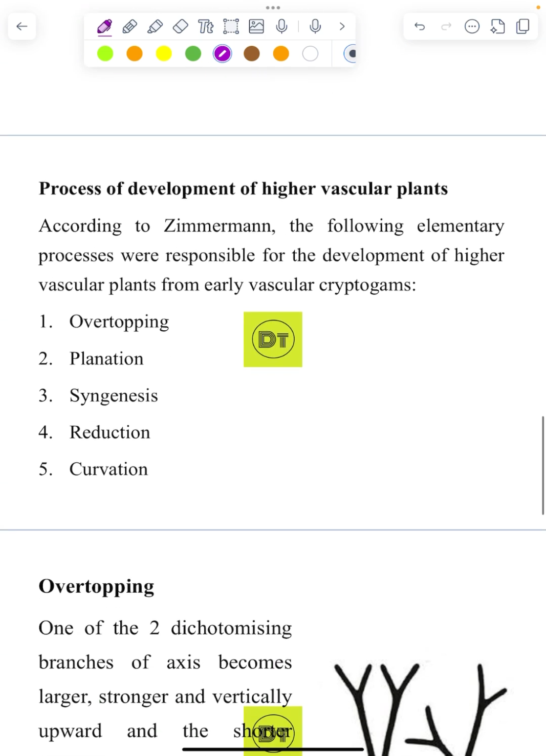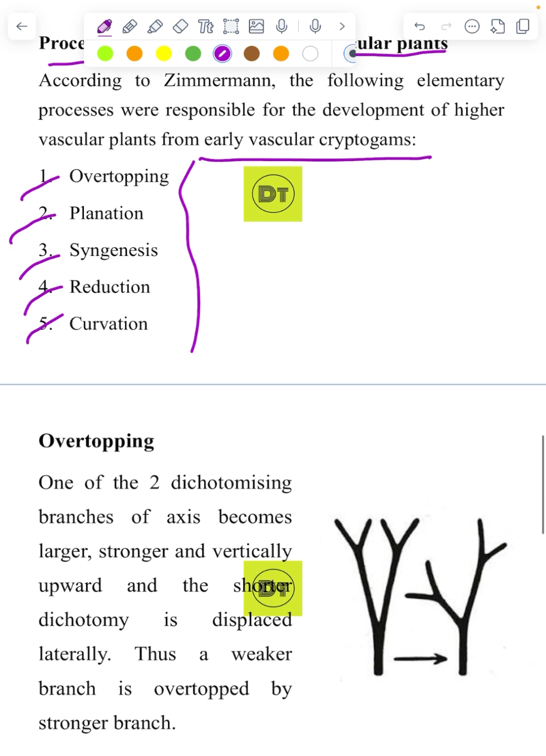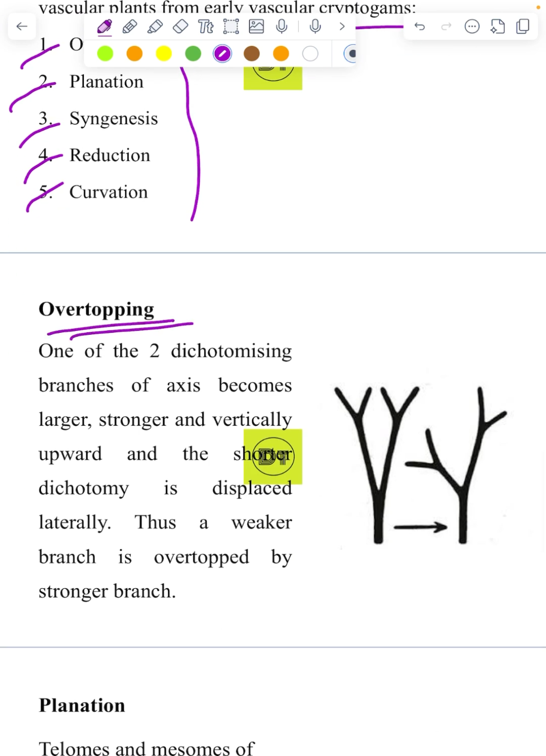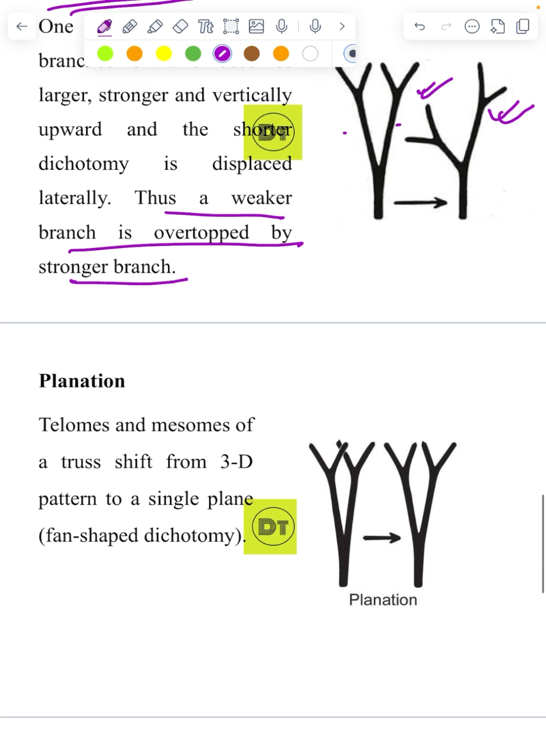Now let's move on to the process of development of higher vascular plants from early vascular cryptogams. In this process there are 5 steps. Number 1 is overtopping. What happens in overtopping is that one of the two dichotomizing branches of the axis becomes larger and stronger, which overtops the weaker one. The shorter branch is displaced laterally. Thus a weaker branch is overtopped by the stronger branch.